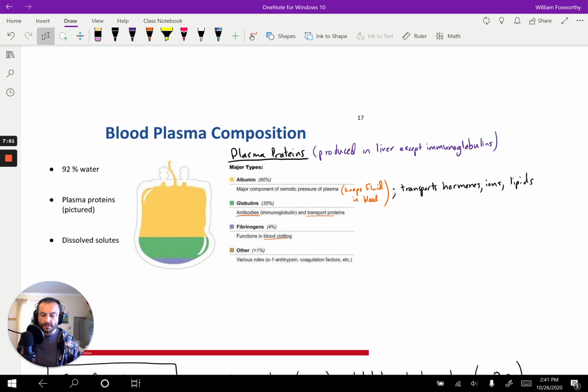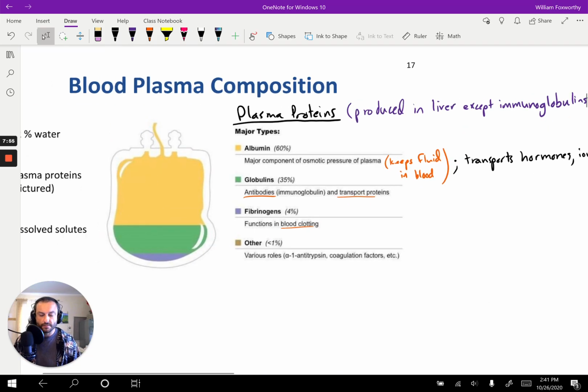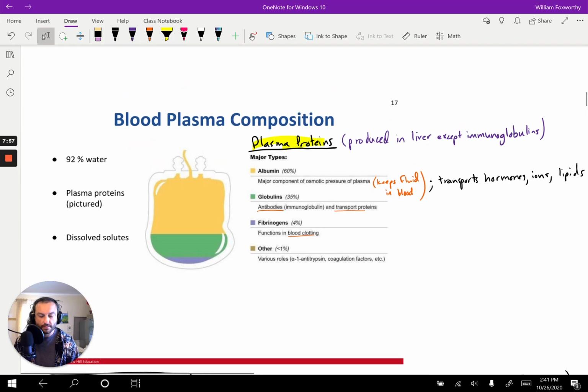So as I mentioned earlier, the blood plasma contains a number of proteins, and these proteins are called plasma proteins, right? Makes sense. They're proteins in the plasma. And these proteins are produced in the liver, except for your immunoglobulins, which are also called antibodies. And those antibodies are produced by B cells, which usually are housed in lymphatic structures, so we'll see later.